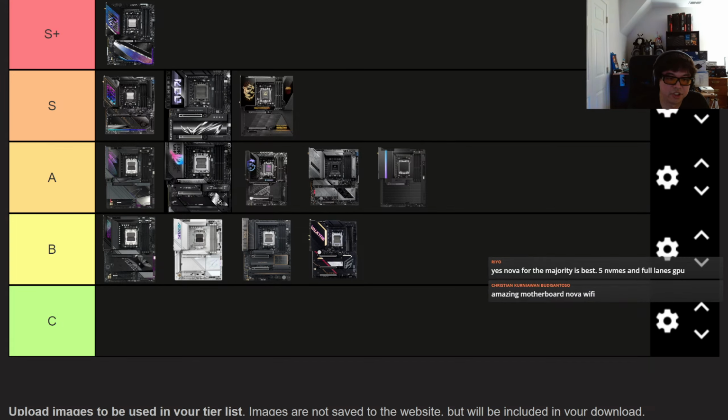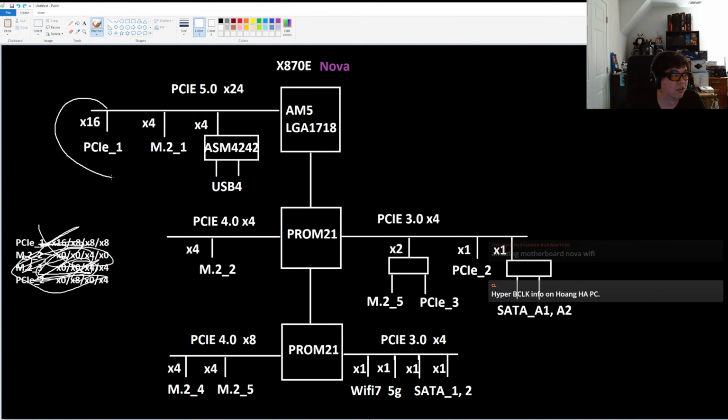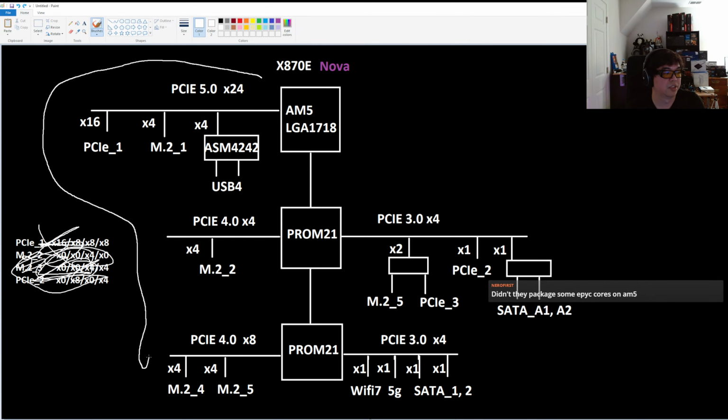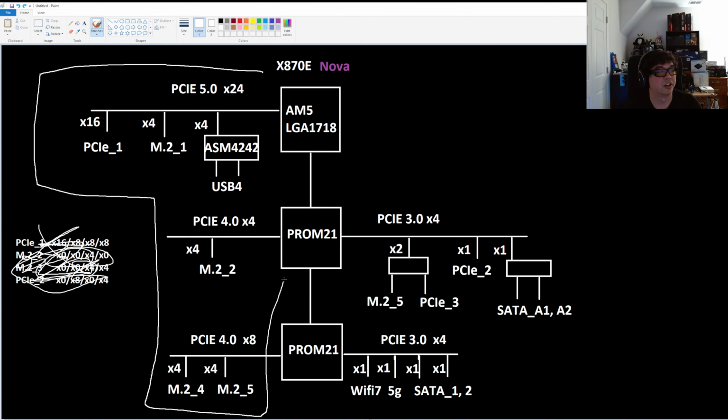Five NVMe's, full lane GPU. Yeah, exactly. This is the S Plus block diagram, guys. This is the block diagram for the top tier motherboard. No lane sharing. No GPU lane sharing. But remember, every single ASRock board does this. All 3 of them, the Taichi, Lite, and the Nova, all do the exact same thing. None of them are doing GPU lane sharing.